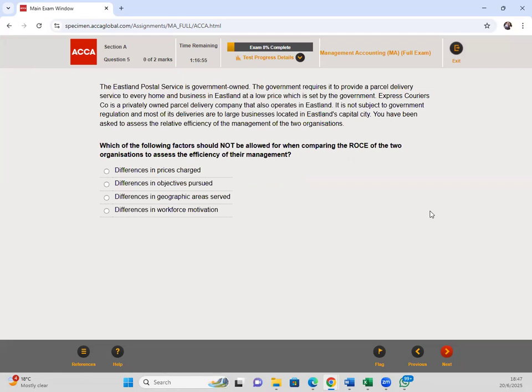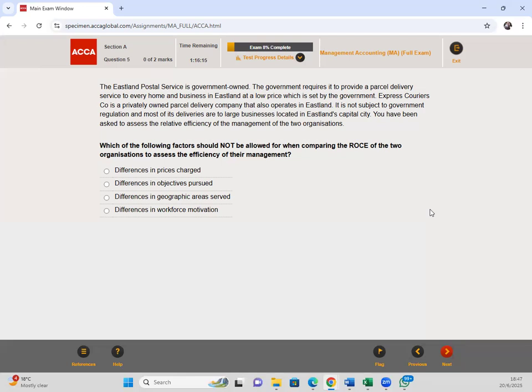Okay, here is a question. So we are told that Eastland Postal Service is government owned. Remember, if it's a government owned entity, take note of that. The government requires it to provide a parcel delivery service to every home and business in Eastland at a low price, which is set by the government. And that's typical of government entities. They are not aimed at making a profit.